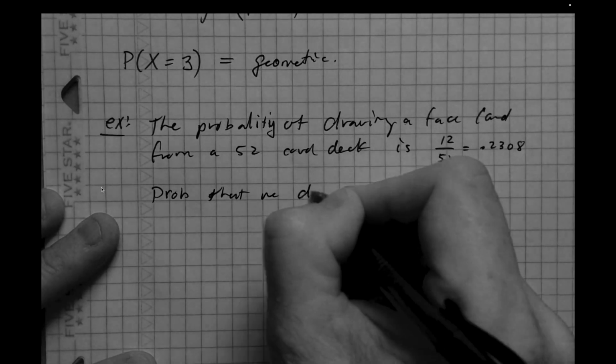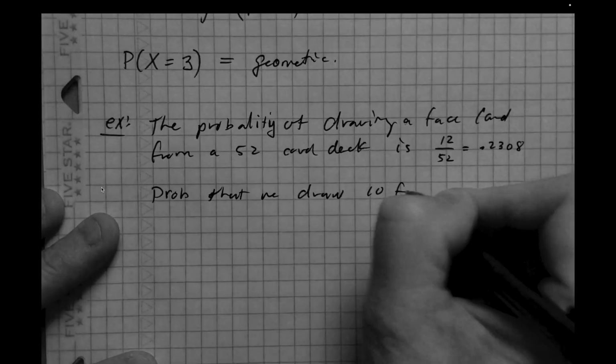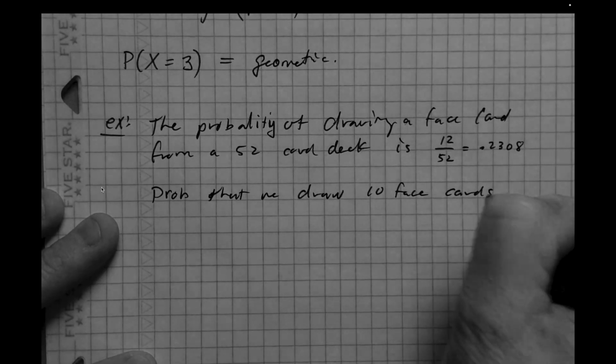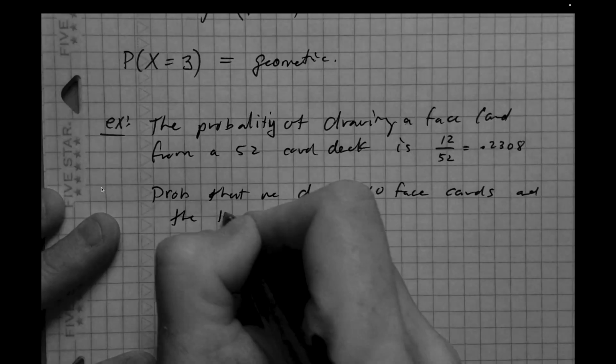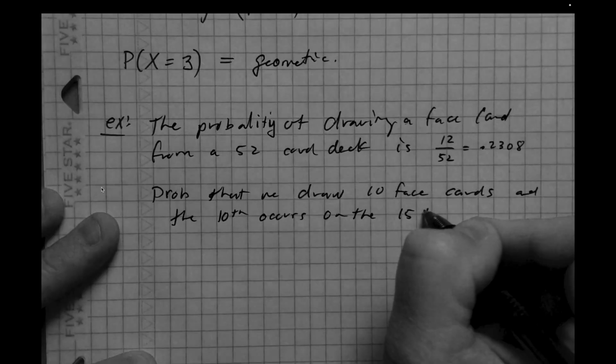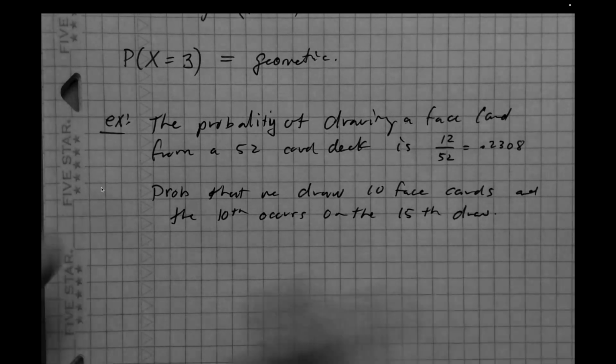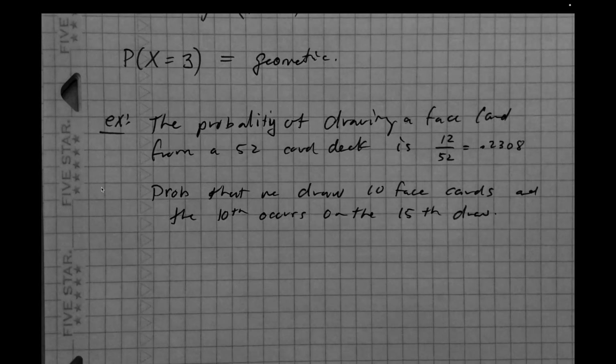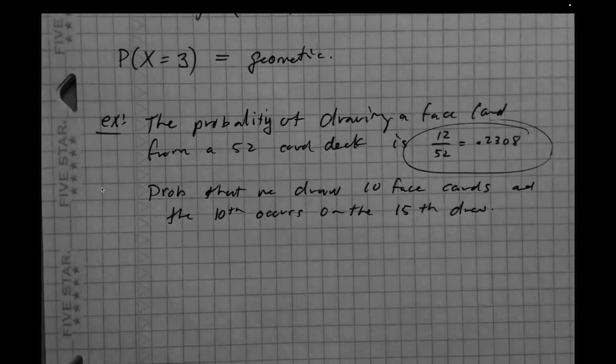that we draw 10 face cards and the 10th occurs on the 15th draw. Okay, so I draw a card. It may or may not be a face card. I continue on, draw a second card. It may or may not be a face card. Each time I'm putting the card back in the pile, so this probability stays constant. Right? And what I'm saying is I want to know the probability that I draw 10 face cards in total and that the 10th one occurs on the 15th draw.